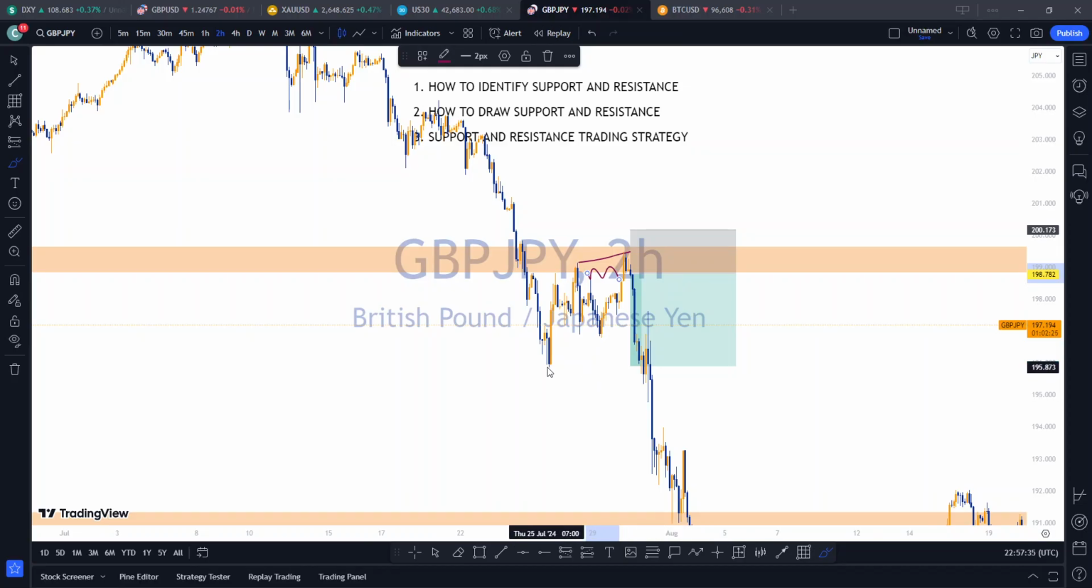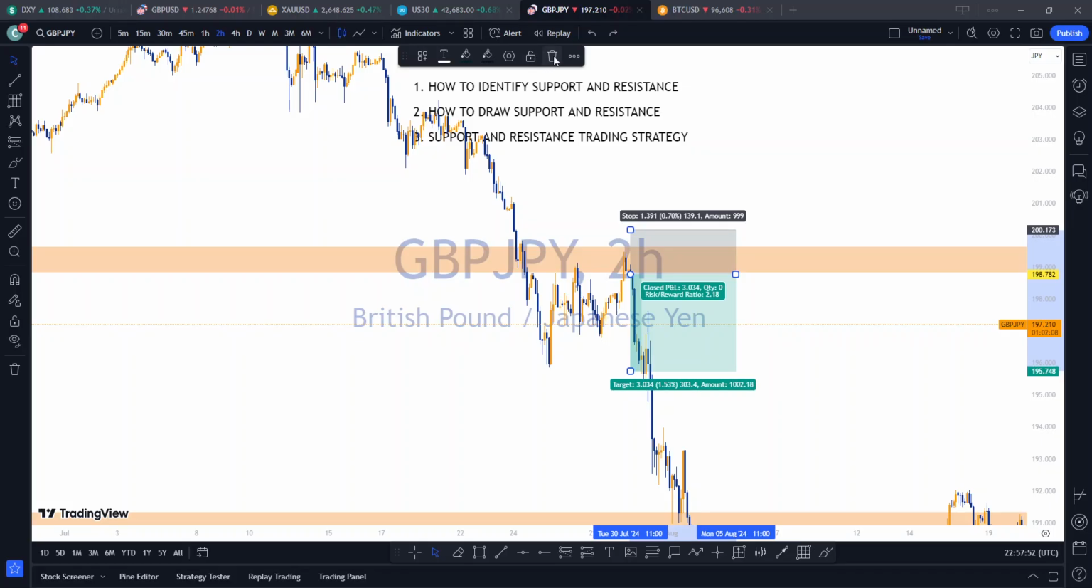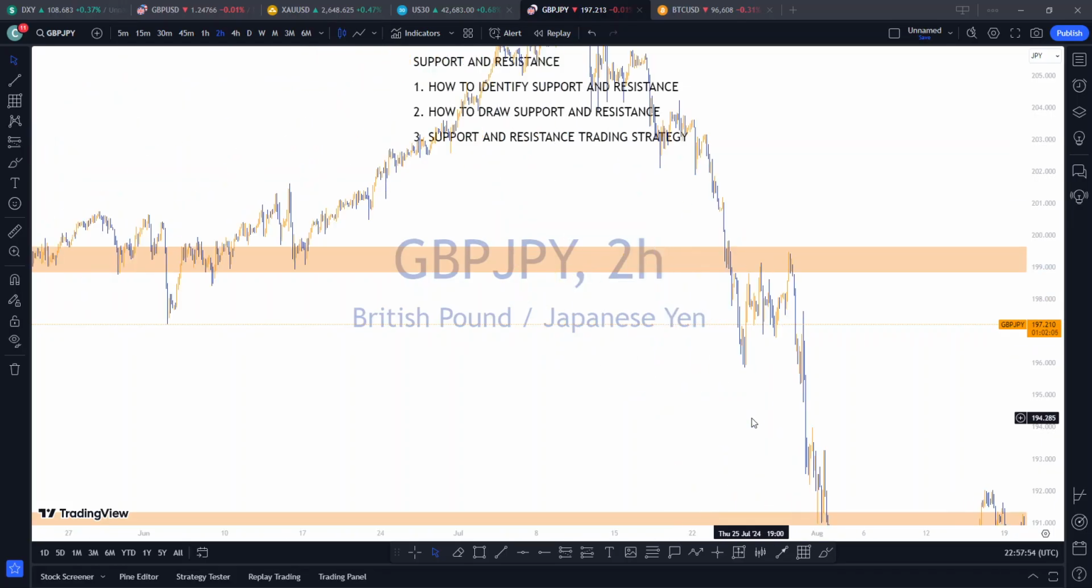My first TP definitely will be here, like I mentioned. Then as soon as I see that break of structure right here, you can take more trades. But that's how I would have traded this particular setup. So that's my three confluences for me to take the trade.